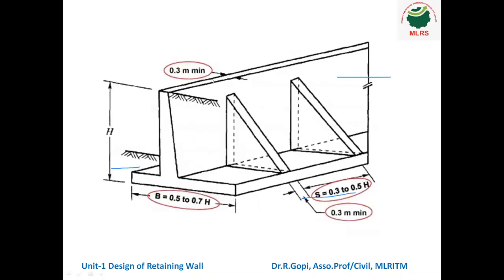Here you can see the top width of the stem should be 0.3 meter minimum, and the base slab dimension is 0.5 to 0.7 H. So the overall height of the retaining wall is the capital H, so B is equal to 0.5 to 0.7 H. And the width of the counterfort is 0.3 meter minimum, and the spacing of the counterfort is 0.3 to 0.5 H. So based on the height of the retaining wall, we can arrive at the dimensions of the other components.